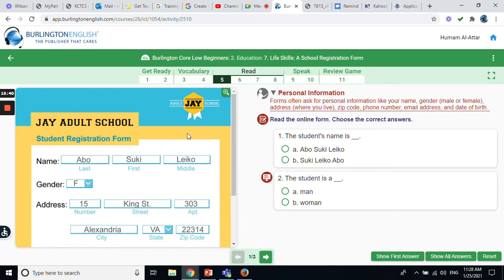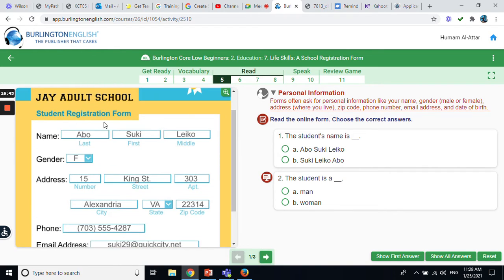Okay, so if you look at the example here, J. Adult School, student registration form, name, last. You always try to pay attention to the words underneath these lines or squares, okay? Because sometimes they put the first name first, but most of the times it is last name first. So last name, first name, and middle name.